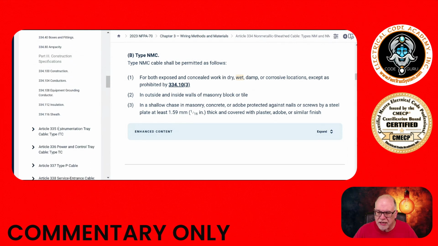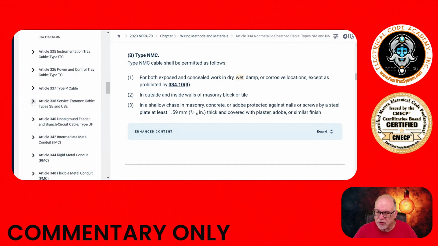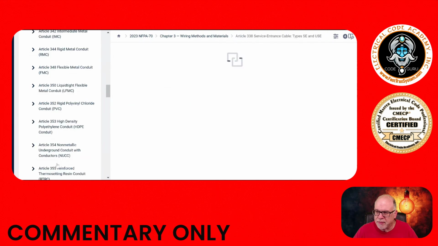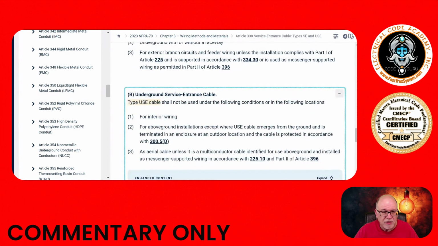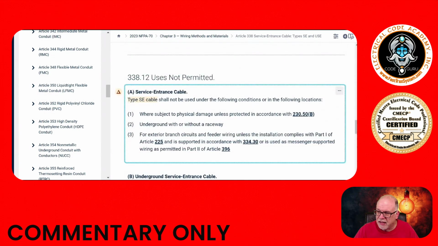Now, the next one we were looking at is SE. So let's go to 338, go to the listing, and look at uses not permitted again for SE cable right here. Where is it not permitted? It's not permitted underground with or without a raceway. So even if you take SE cable like an SEU or an SER, you can't sleeve it in a raceway and put it underground. Remember, we're not talking about USE, we're talking about SE. That was the question.